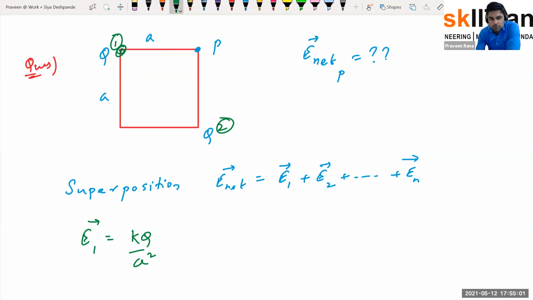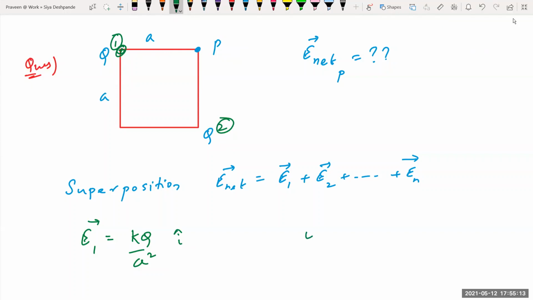If you have studied unit vectors, how would I show this? I cap, J cap, how? I cap, right, exactly. So that would be the direction of the electric field due to the first charge. Now, what about the electric field due to the second charge? Where would it be?